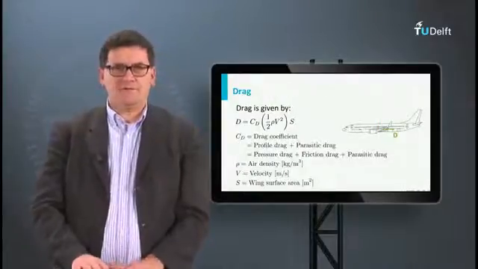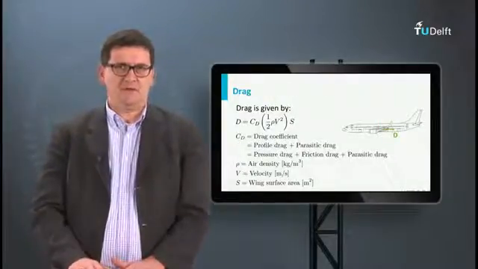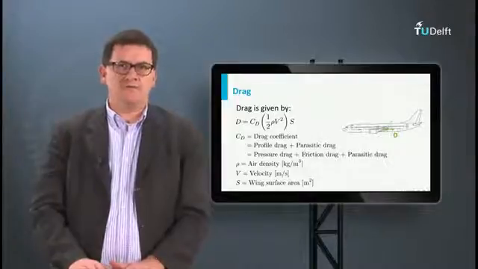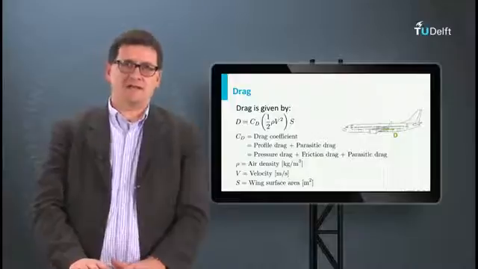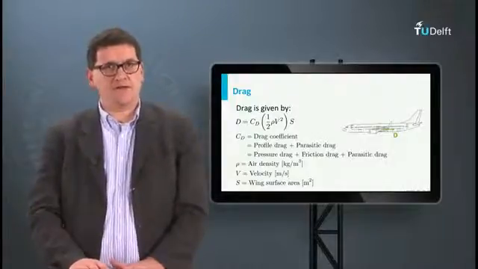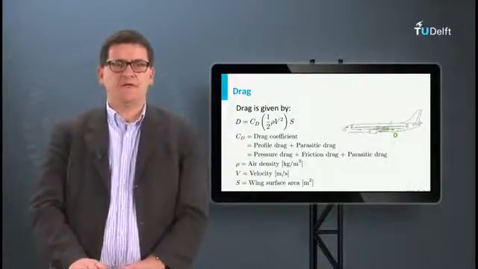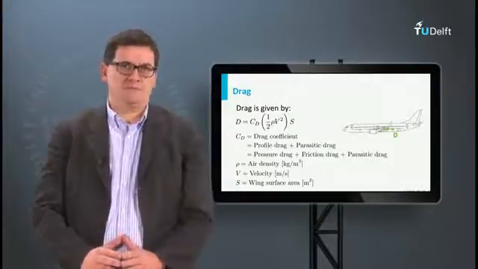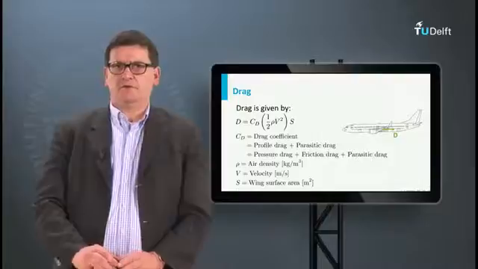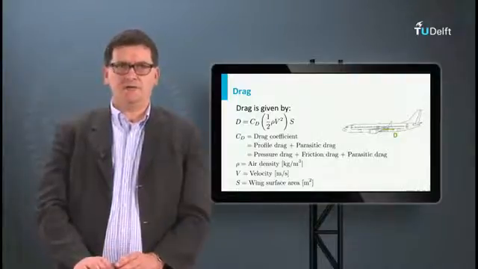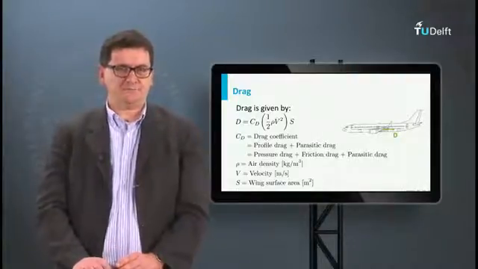For the drag we have a similar formula. The only differences are that the lift force L is replaced by the drag force D and that the lift coefficient is replaced by the drag coefficient. The structure of the formula is the same. Also, this coefficient is dimensionless and the other variables have the same meaning as in the equation for the lift.